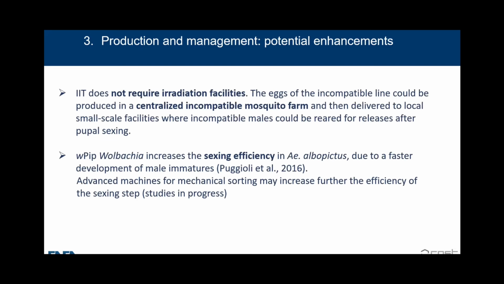On the other hand, Wolbachia increases the sexing efficiency. This has been shown by our group and also by the International Atomic Energy Agency, due to a faster development of male pupae. Advanced machines for mechanical sorting may increase further the efficiency of the sexing step. Studies are in progress.